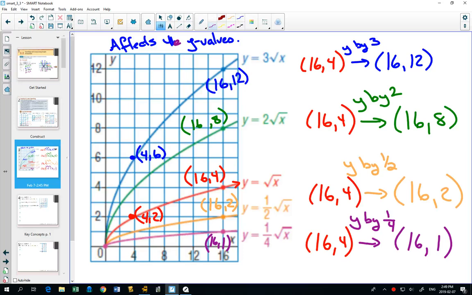If you started with, there's another nice one. Here we go. 9 comma 3. I go up to my blue graph. Straight up from 9, I get 9 comma 9. Is my y value been multiplied by 3? Yes, it has again. So whenever we have a number in front of our function, it's going to affect our y values. And it's going to do exactly what our gut wants it to. You have 3 times the square root of x, we multiply our y values by 3.